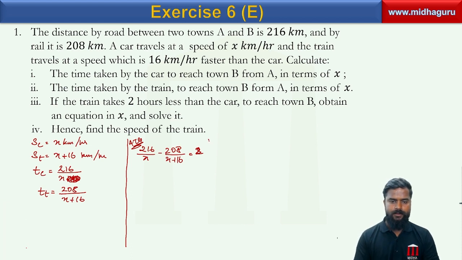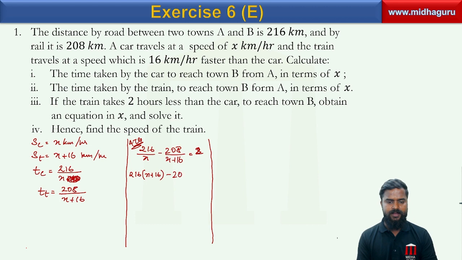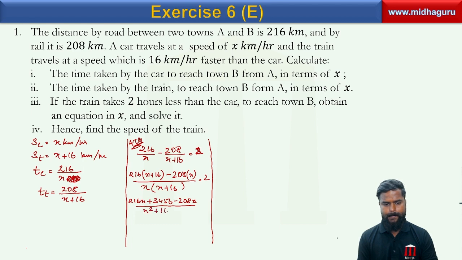Yeah. So we have 216 into x plus 16. Since I take the LCM as x into x plus 16, this will be 208 x into x plus 16, which is equal to 2. Now 200 into 16 into x is 216x plus so it will be 8x plus 3456 by x square plus 16x is equal to 2.